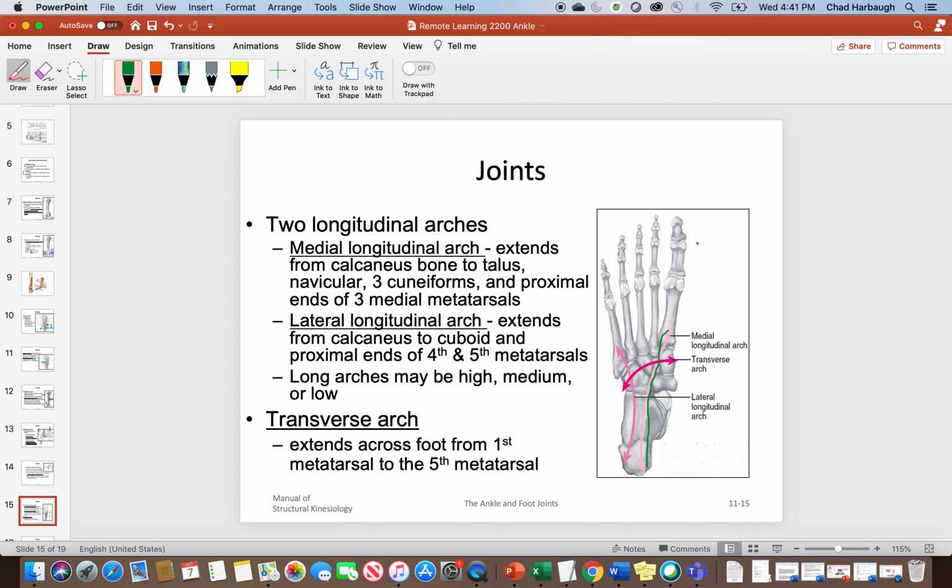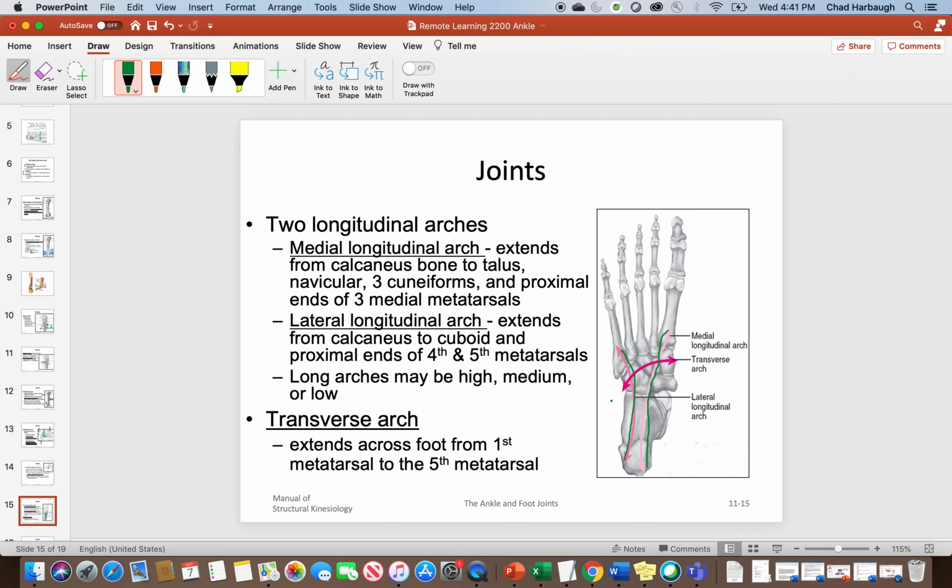So at the end of walking, or in a stance phase, you'll be bearing most of your weight on the ball of the big toe. The next one, the lateral longitudinal arch here, again starts at the calcaneus. It's going to go past the cuboid on the lateral surface and then goes to the fourth and fifth metatarsal. And the lateral longitudinal arch is going to be important for balance.